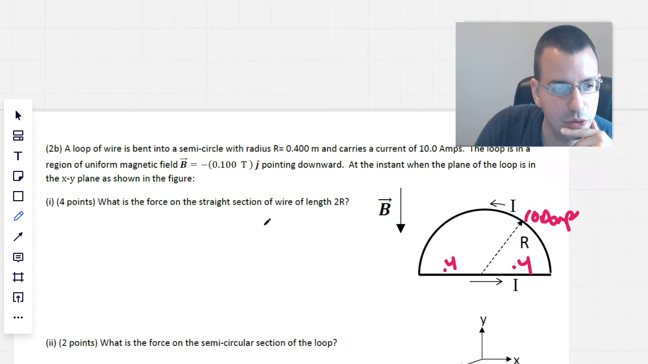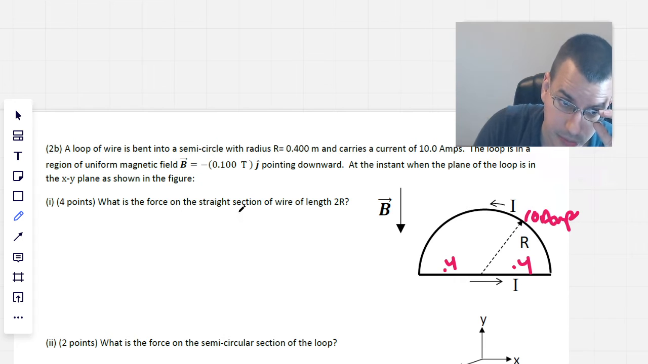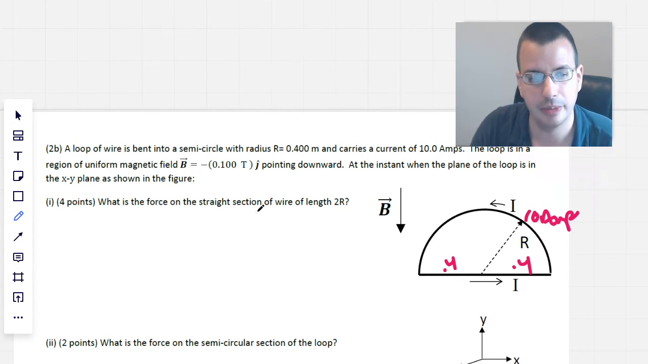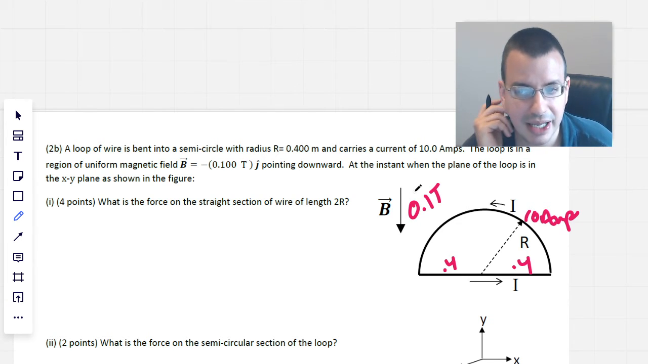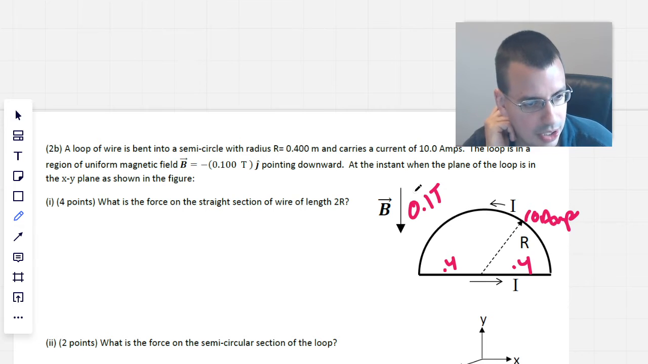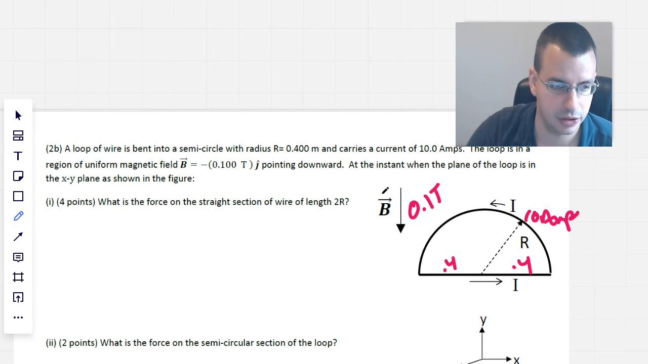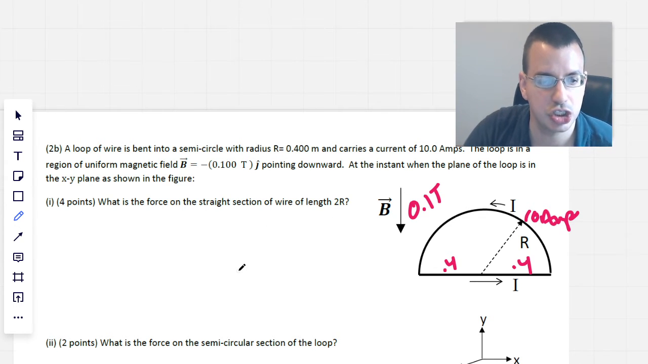The loop is in a region of uniform magnetic field B, negative 0.1 Teslas. Okay, good number, pointing downward. So 0.1 Teslas, at the instant when the plane of the loop is in the XY plane as shown. What is the force on the straight section of the wire, 2R?